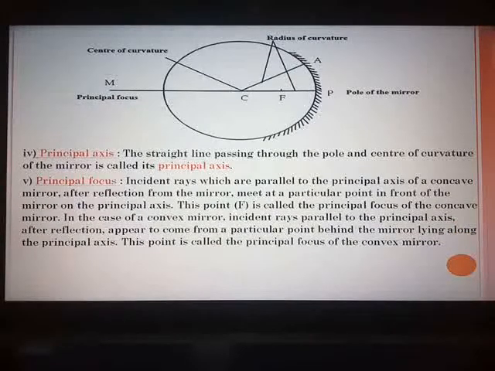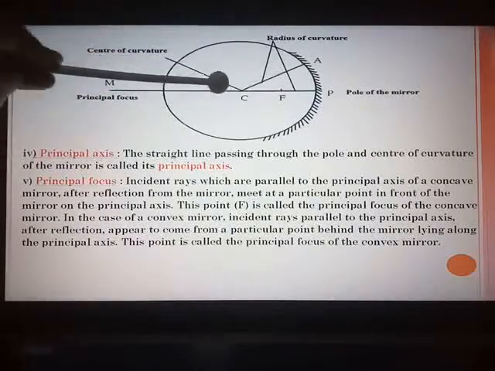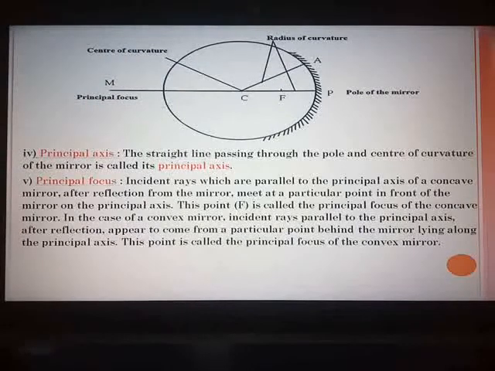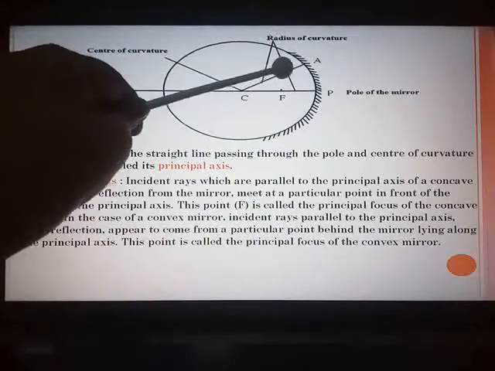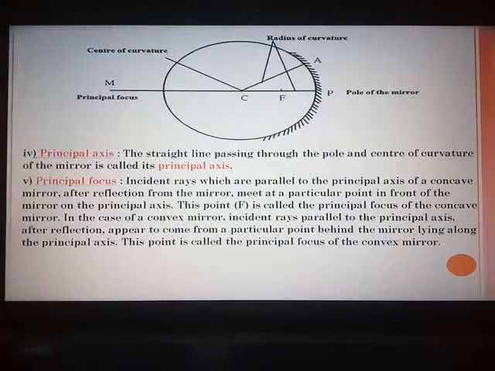And next is slightly difficult, principal focus. It is different for a concave and a convex mirror. In case of a concave mirror, the incident rays which are parallel to the principal axis, after reflection they meet at a particular point in front of the mirror, and that point on the principal axis is called the focus. You can see this capital F. This point F is called the principal focus, whereas in the case of a convex mirror, the incident rays which are parallel to the principal axis, after reflection they appear to come from a particular point behind the mirror lying along the principal axis. This point is called the principal focus of the convex mirror.